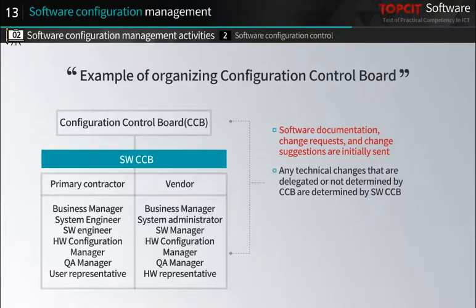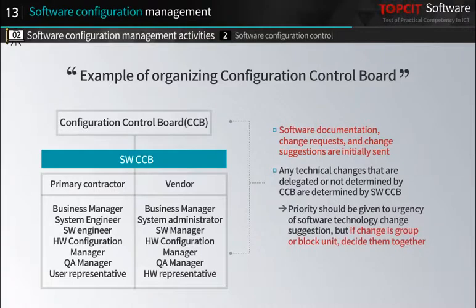Any technical changes that are delegated or not determined by the CCB are determined by the SWCCB. At this time, priority should be given to the urgency of the software technology change suggestion. But if the change is a group or block unit, you must decide them together. And the SWCCB runs concurrently between acquirer and contractor with the CCB.